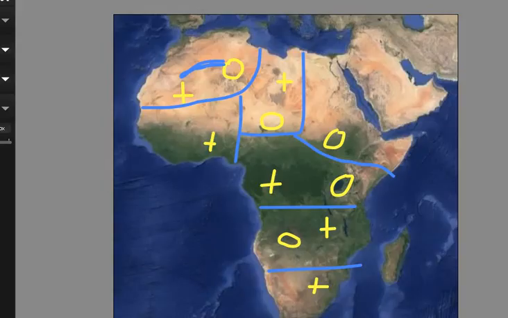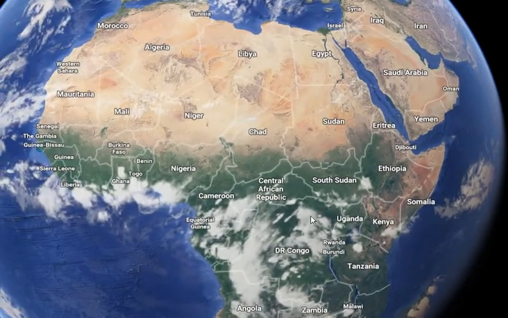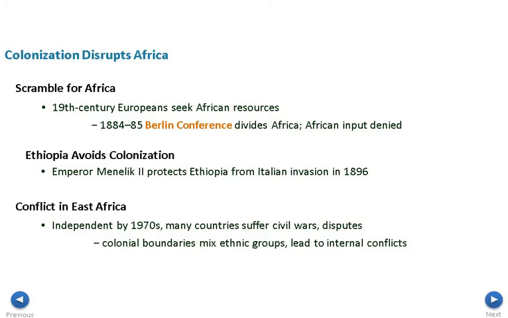And again, I'll show you what the actual lines are right here. But you can see that some of these are drawn basically because of longitude and latitude. And that could not be worse for these countries, because they're pitting a country against its arch rivals, which they can't stand.